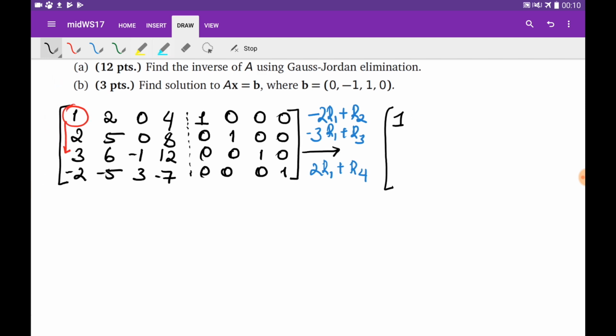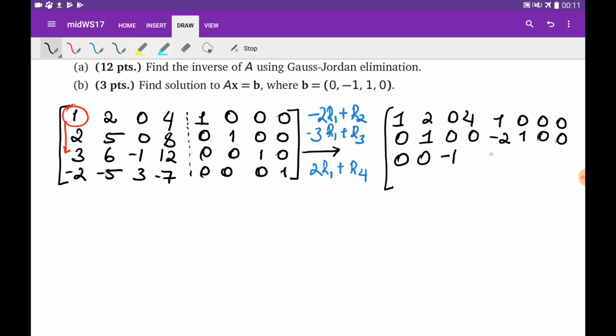So please note that when we do those operations, the first row is not going to be changed. 1, 0, 0. -2, 1, 0, 0. So now if I multiply the first row by -3 and add this to the last one, it's going to be 0, 0, -1, 0, -3, 0, 1, 0.